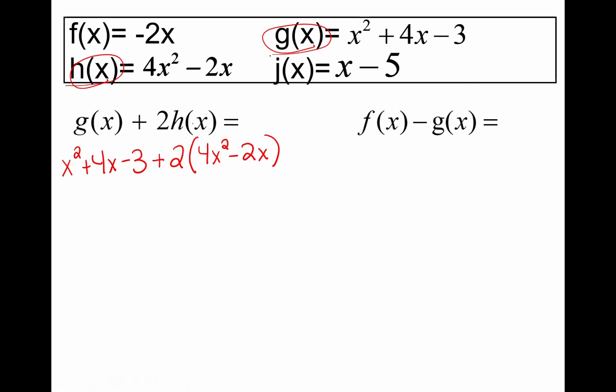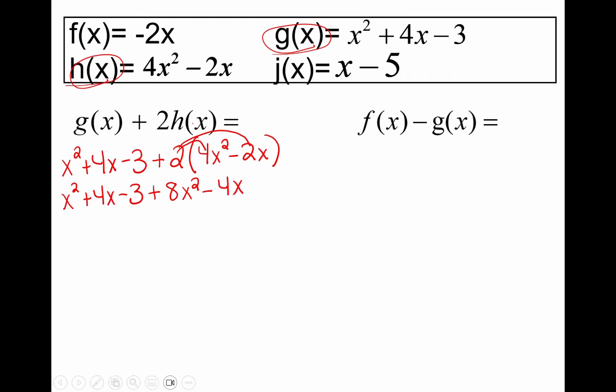Now, first thing I got to do, I got to clean this up. It's kind of messy. I'm going to do the distributive property first. So I'm going to distribute this 2 in, like a rainbow there. I'm going to rewrite the front part. Now let's add. 2 times 4, 8, x squared. 2 times negative 2, negative 4x.